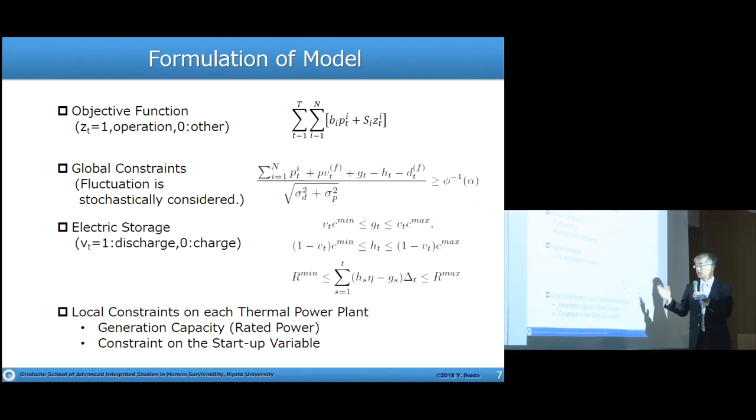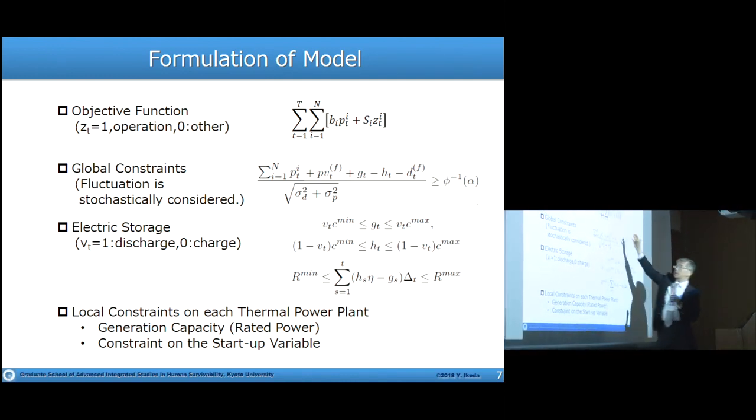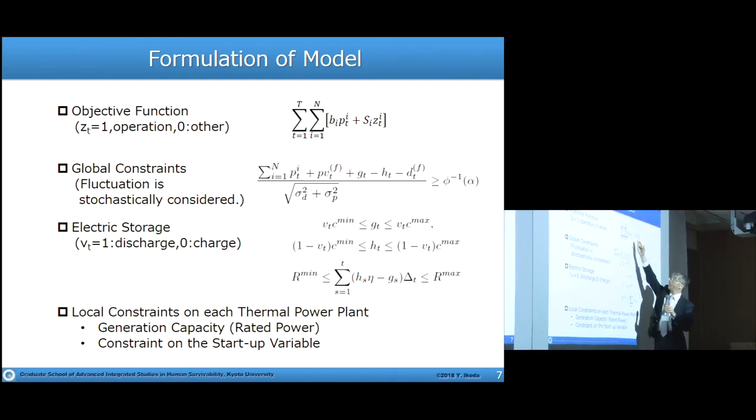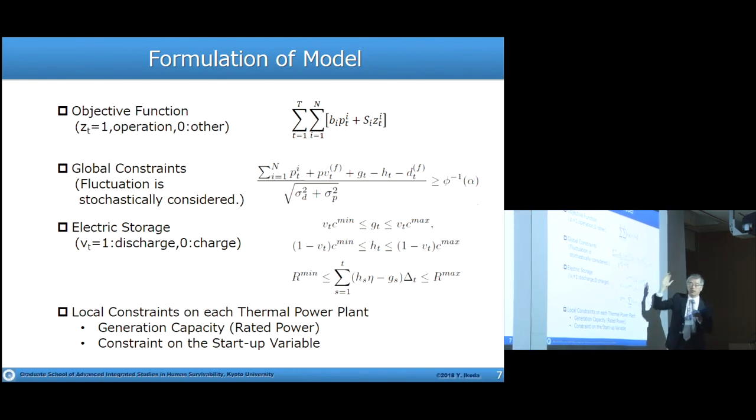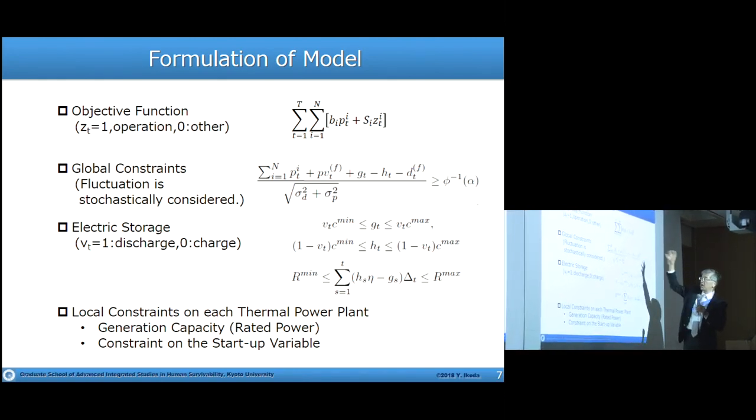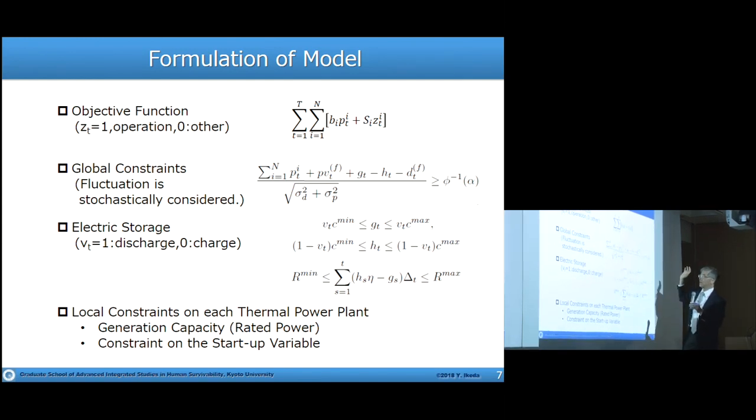For the given power system, we can optimize this function. This is basically the fuel cost and startup cost for the thermal power plants. This has to be minimized under this global condition, which is actually a balance between demand and supply. The fluctuation of demand and solar PV is considered in a stochastic way. We also use the electric storage. Here is the discharge from the electric storage, and this is the charge into the electric storage. These are written in this way.